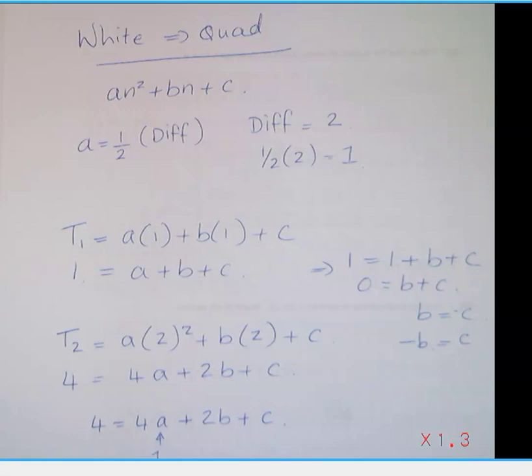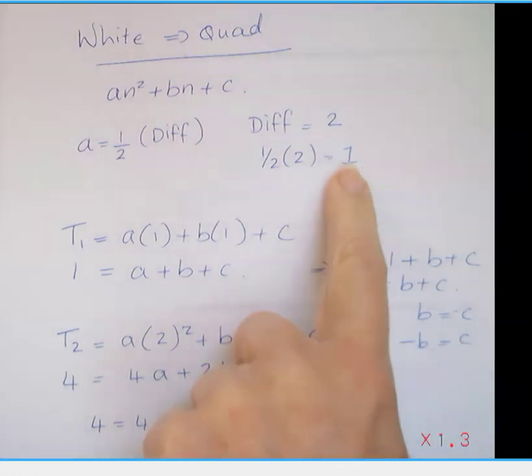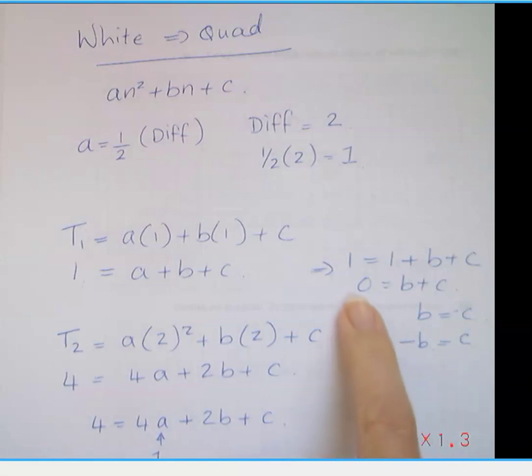Right, your first term would be equal to a(1) squared plus b(1) plus c. So you're getting an a, a b, and a c. From our first term, we know our first thing had one white tile, so you have 1 equals a plus b plus c. A is, as we've calculated up here, 1, so we plug it in, so that's basically telling you 1 equals 1 plus b plus c, so b is equal to minus c, or c is equal to minus b.